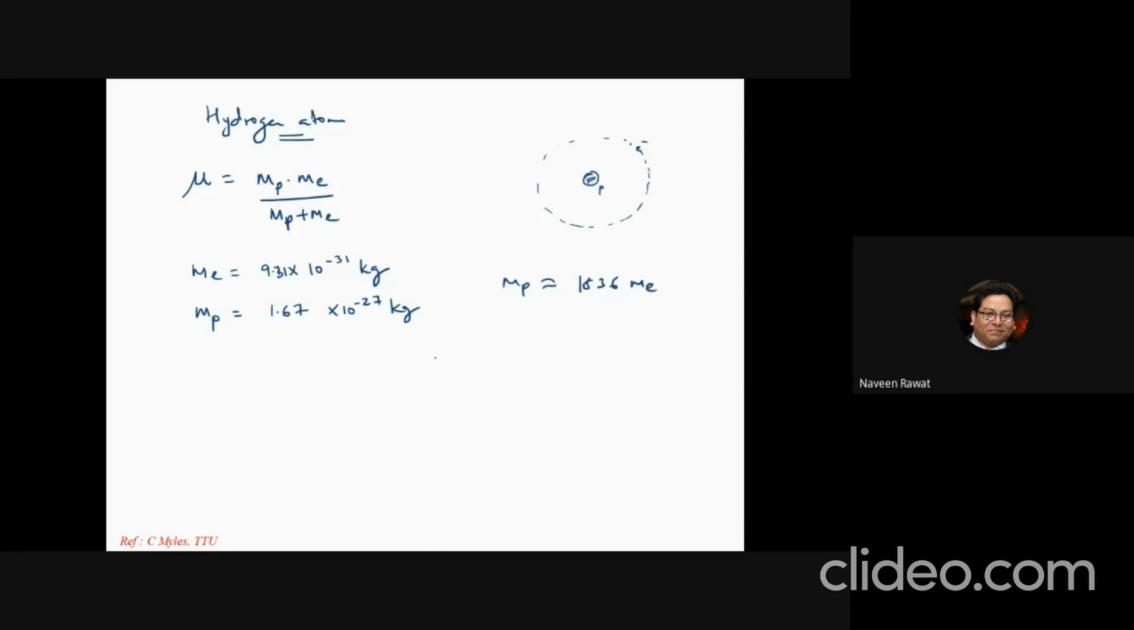Okay, so now what I can do is I can take this result here, and I can do some fancy mathematics. I can take the mass of the electron outside, and if I do that, I am left with the mass of the proton divided by the mass of the proton plus the mass of the electron, and this I can also write as 1 divided by 1 plus me by mp. Okay, so I've just taken the numerator into the denominator.